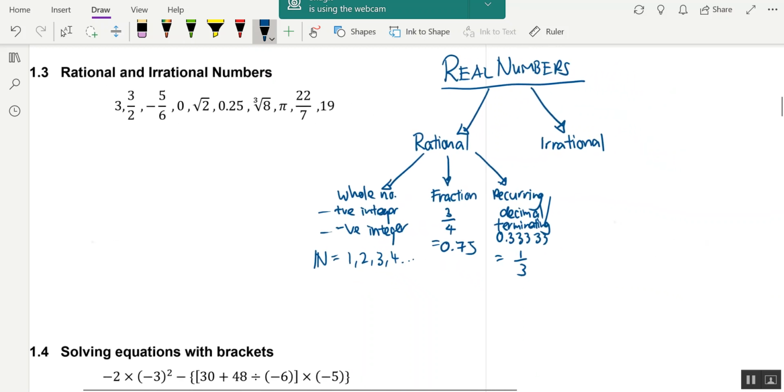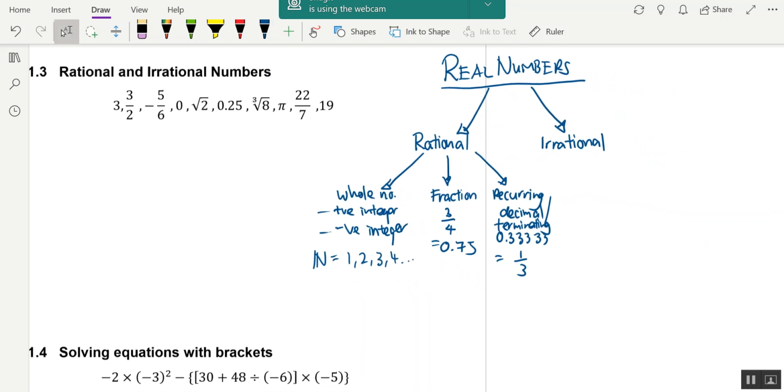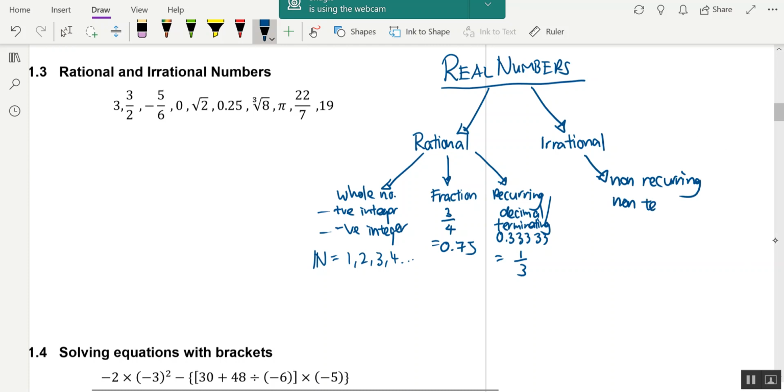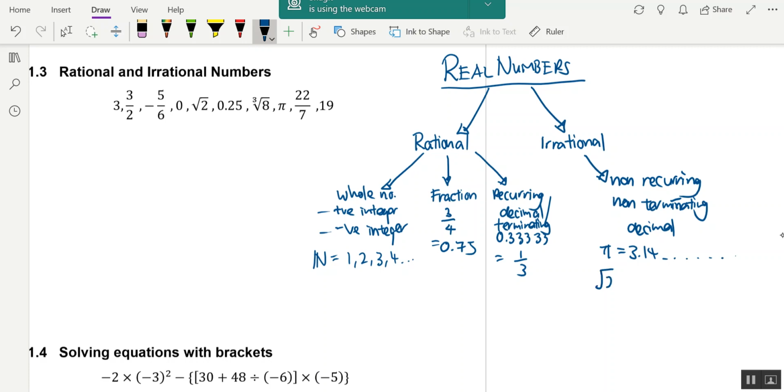So, irrational number means non-recurring, non-terminating decimal. Things like your pi, which is 3.14 dot dot dot, goes all the way, never to the end. Things like your square root 2, when you key into a calculator, 1.414 dot dot dot, it will never end. So things that don't end are irrational numbers. Anything else is all rational.